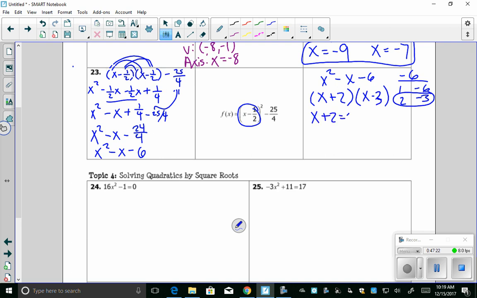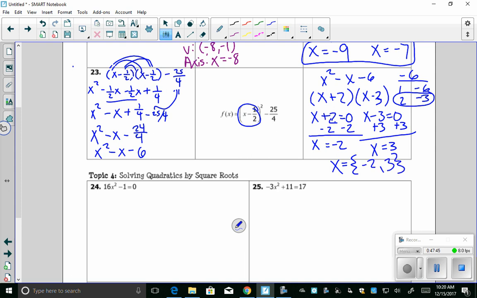Set them equal to 0. Subtract 2 from both sides. X equals negative 2. Add 3 to both sides. X equals 3. So my final answer is negative 2 and 3.